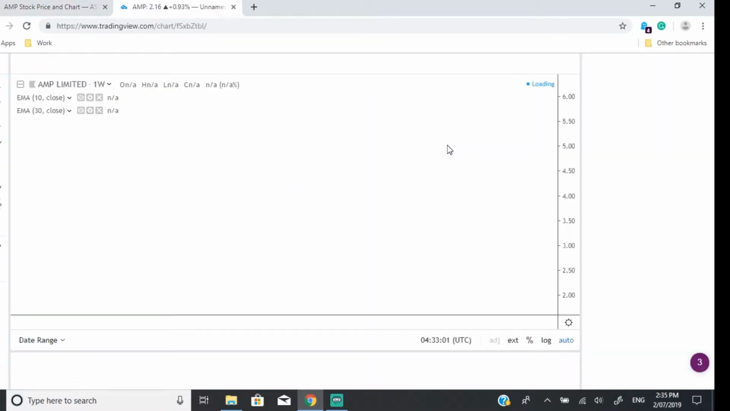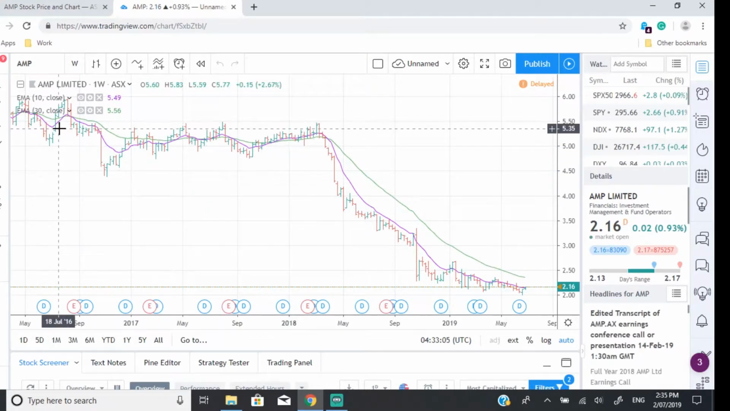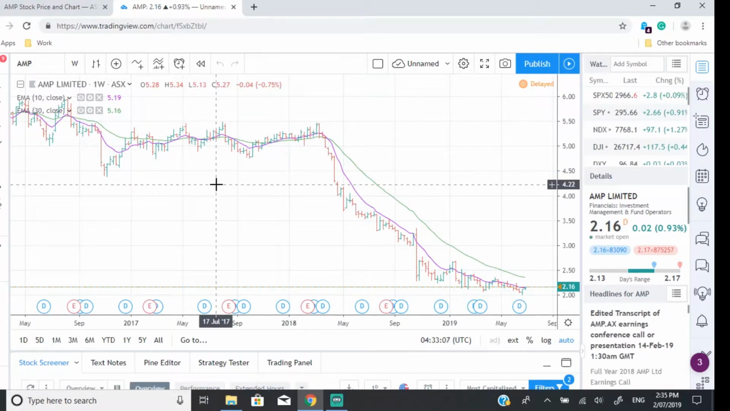I will click on it, and it will open another tab. Now, I set up my indicator already. I use exponential moving average. They are a good way to see whether the market is trending up or down, and also depends on what type of things you do.